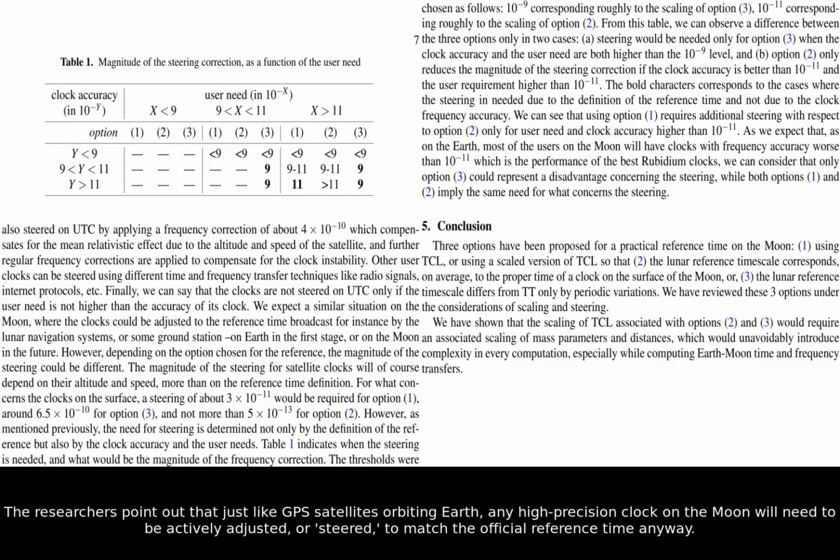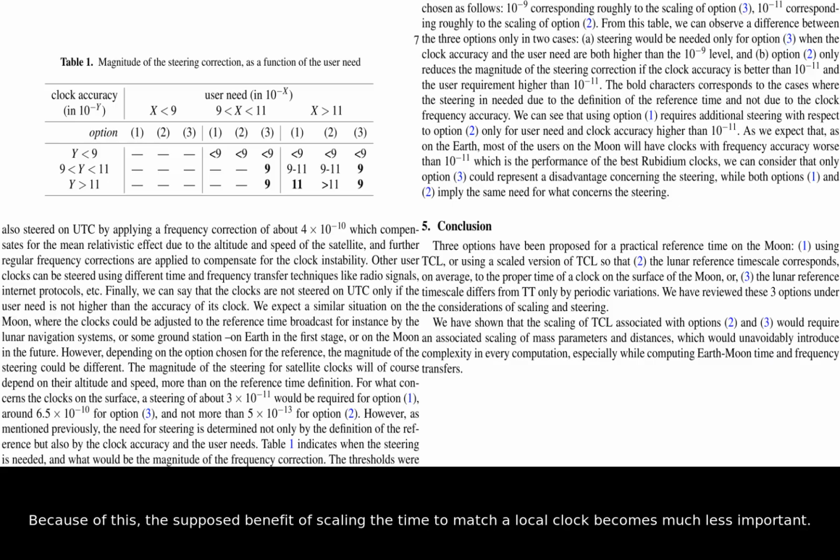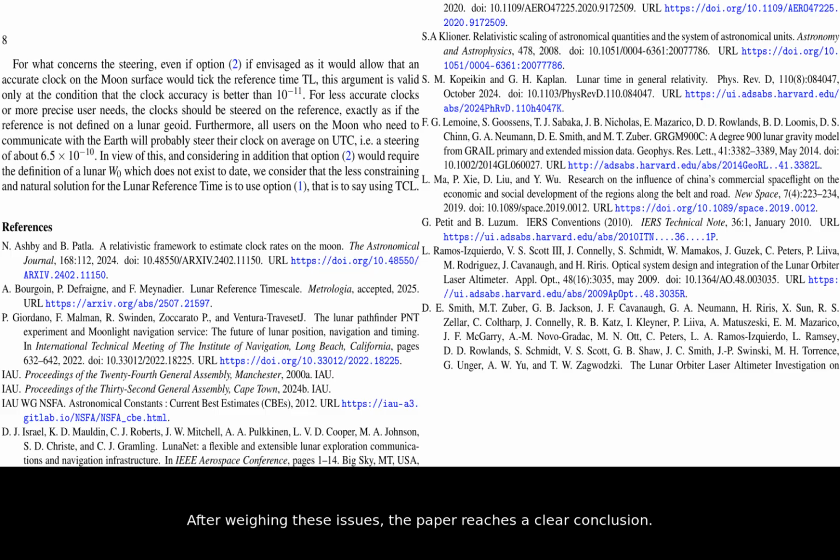The researchers point out that just like GPS satellites orbiting Earth, any high-precision clock on the moon will need to be actively adjusted, or steered, to match the official reference time anyway. Because of this, the supposed benefit of scaling the time to match a local clock becomes much less important. After weighing these issues, the paper reaches a clear conclusion. The authors recommend option 1, using the pure, unscaled Lunar Coordinate Time, or TCL.